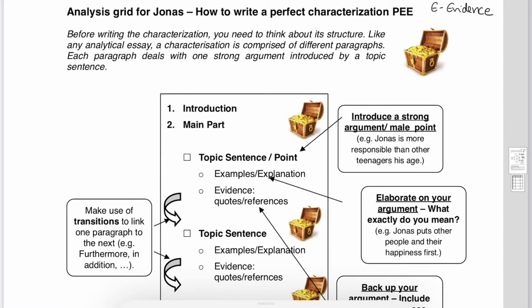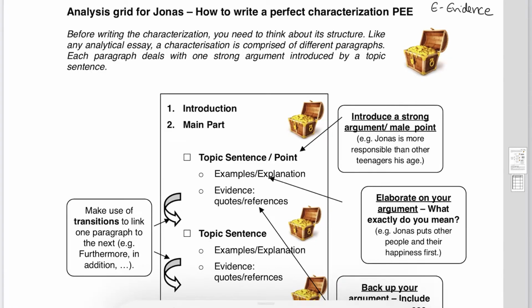And this method PEE is used for analyzing text in English, and it shows you how to structure your analysis. Analysis is the English word for Analyse, or in German you sometimes say Interpretation. And you can always use this method for all kinds of analyses. It's very useful if you remember it, because then you can always write perfect paragraphs. Okay, let's have a look at this sheet here.